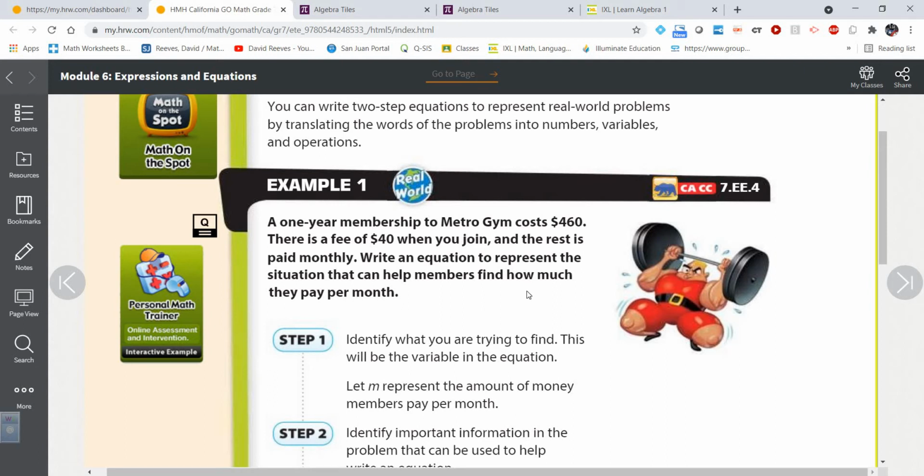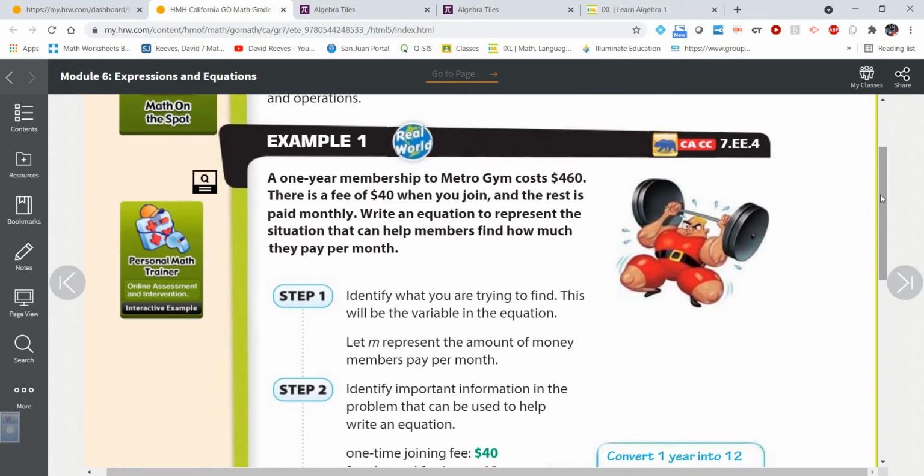So it says here in example number 1, a 1-year membership to the Metro Gym cost $460. There is a fee of $40 when you join, and the rest is paid monthly. Write an equation to represent the situation that can help members find out how much they pay per month.